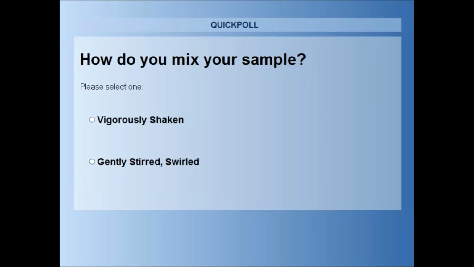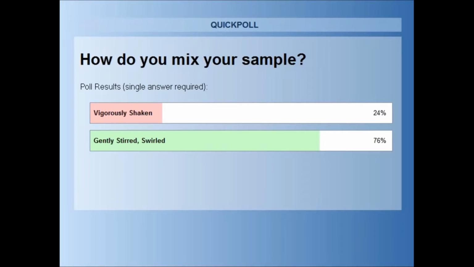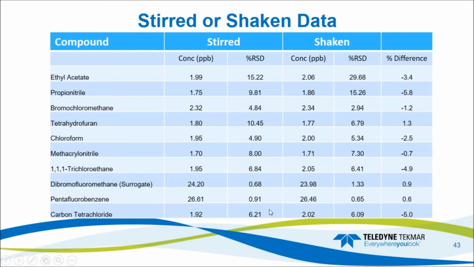Still getting some votes in. Looks like everybody's answered our poll. So go ahead and share those results. Again, 24% vigorously shake them, and 76% said they gently stirred or swirled them. Thank you for participating in the poll.